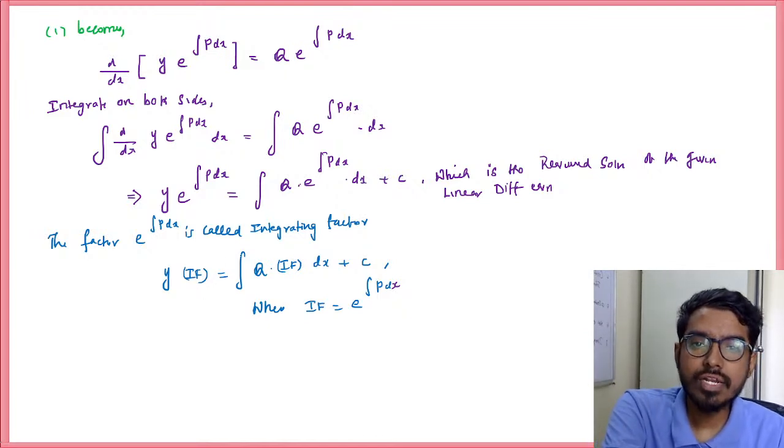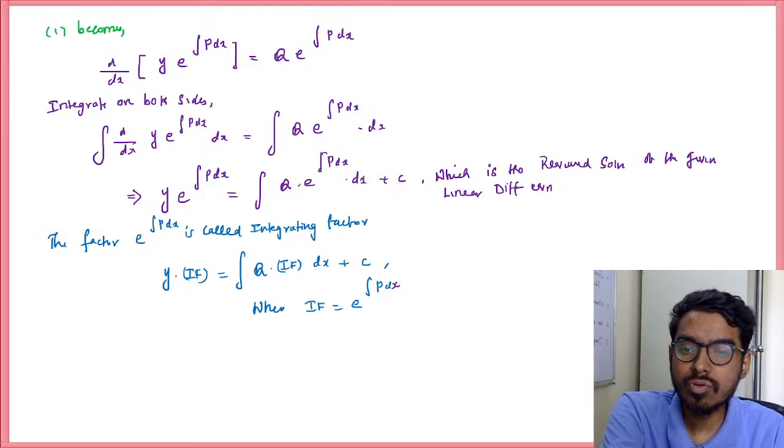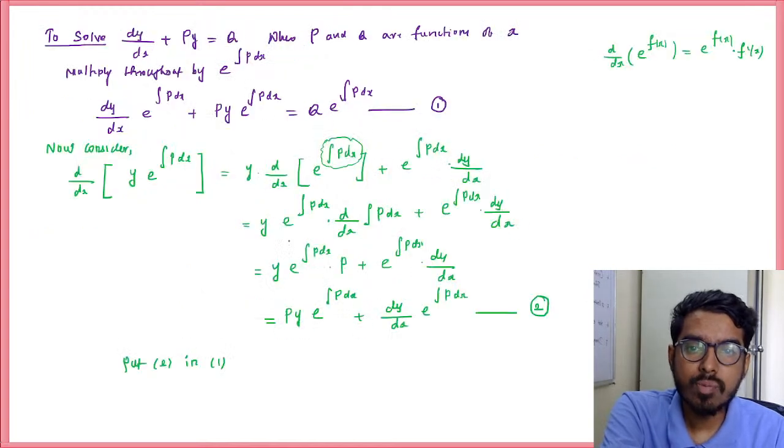The solution, we already know the solution is what? y into integrating factor is equal to q into integrating factor dx plus c. q is the one that we can obtain from the question, right? That is the RHS part. That is dy by dx plus py is equal to q. This p and q can be obtained from the question, and you have to make sure that the coefficient of dy by dx is 1, right?